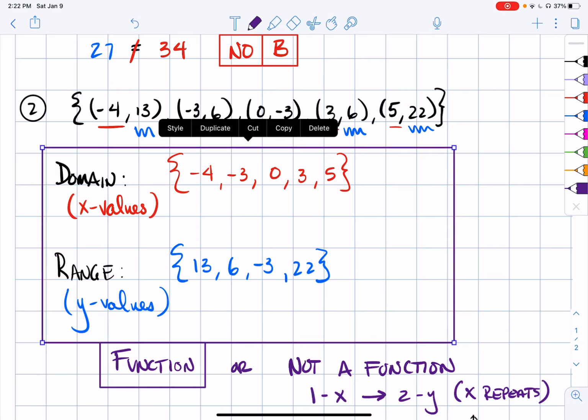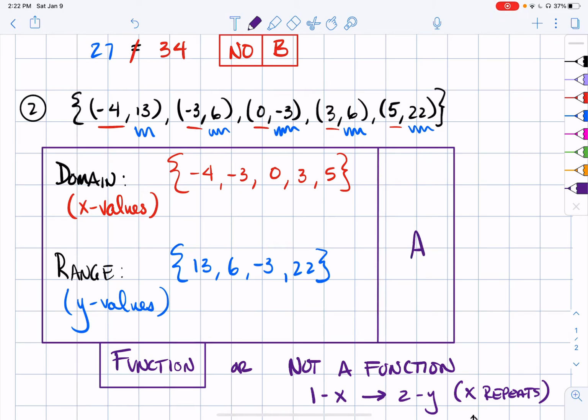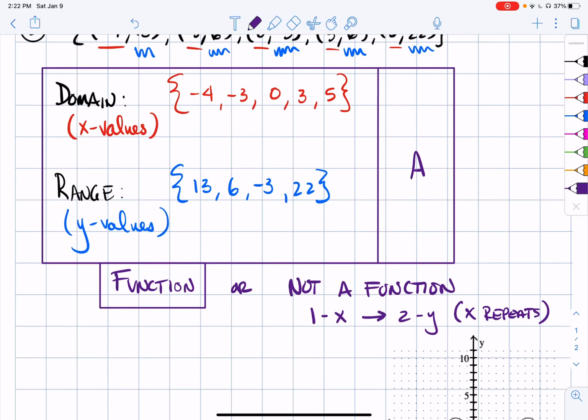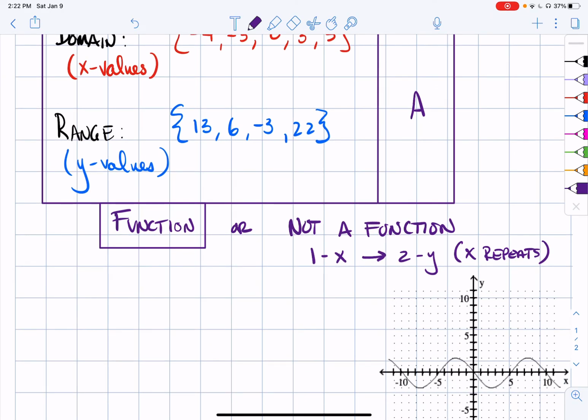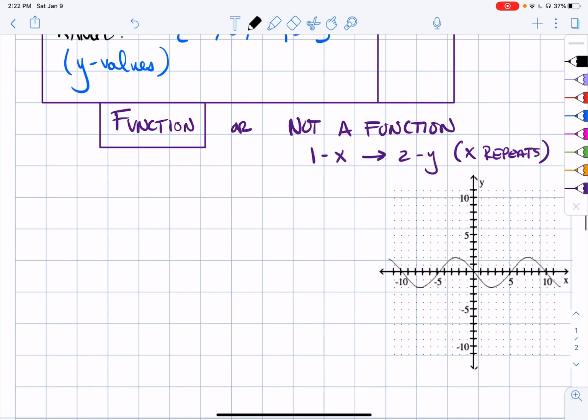Undo. And that was choice A. There we go. All right. So there we go. So now we're off to number three. Number three is where I need this graph. So I want to bring this graph over.